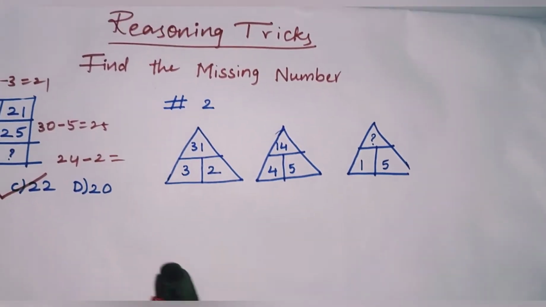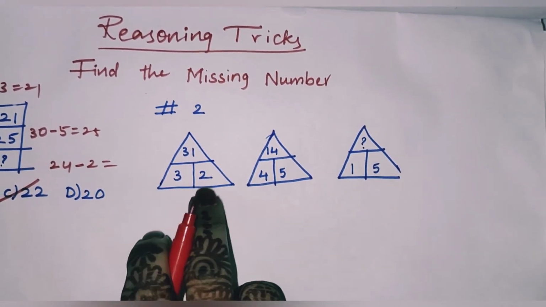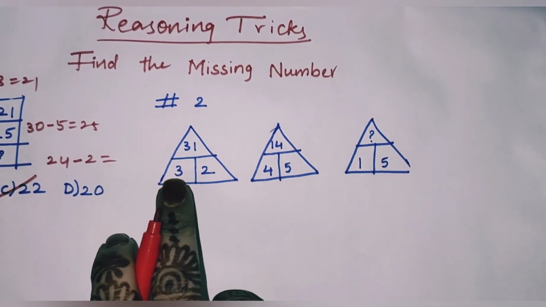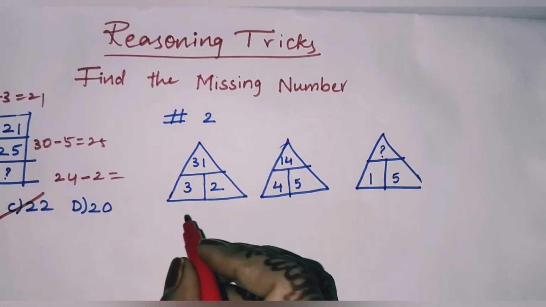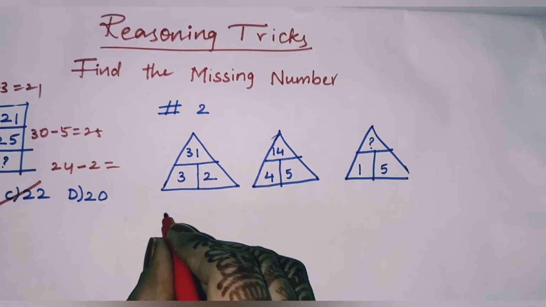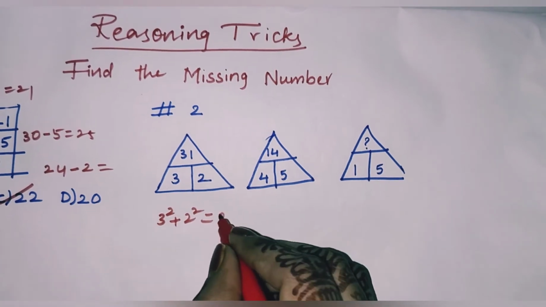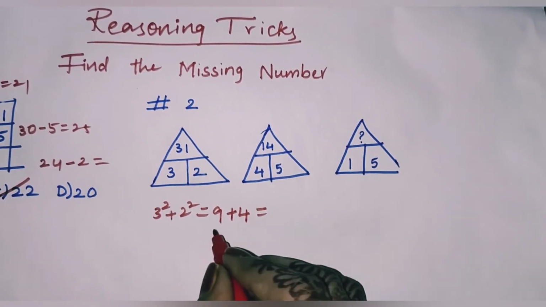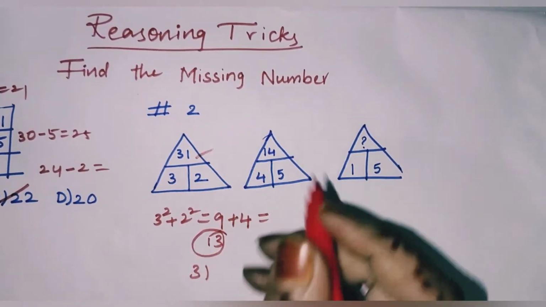Coming to model number 2, they have given in this format: 3 2 and 31, 4 5 and 14, 1 5 and question mark. If you apply operation on these below terms, you will get the upper term. See here friends, try to square the terms. 3 square plus 2 square is how much? 3 square is 9 plus 4, that is 9 plus 4 equals 13. Just reverse it, you will get 31.